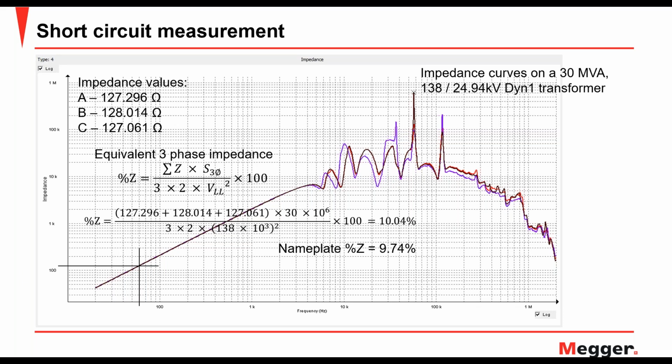So this is how you can correlate your short circuit measurements with your percentage leakage reactance or your percentage impedance given on the transformer. Okay, so this is the kind of additional information that you can get out of your measurements, out of your SFRA measurements.